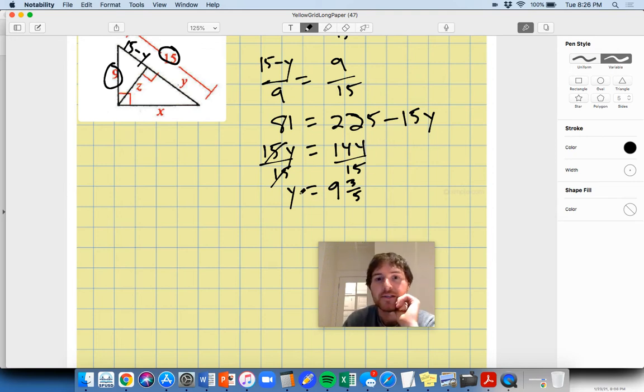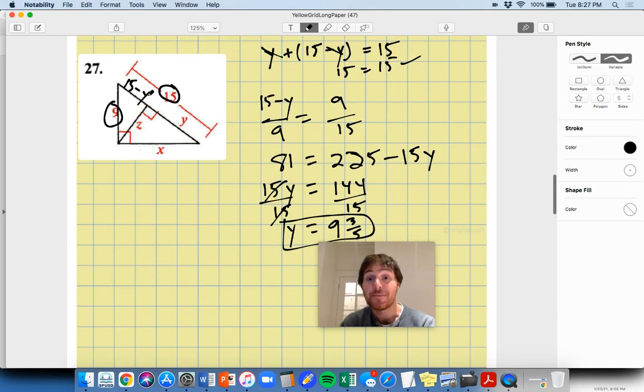That's fine with me, but I think the answer key has this one here. All right, so I got this one here. Hopefully I'm right about that. I'll maybe do some mental math to figure out if it makes sense.